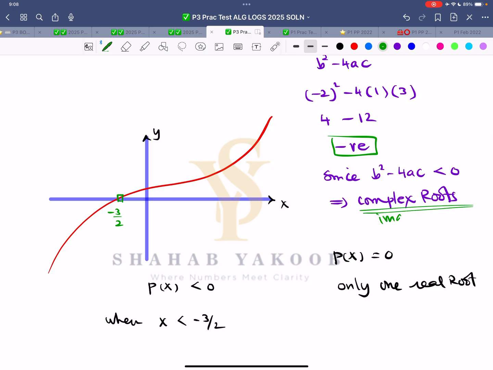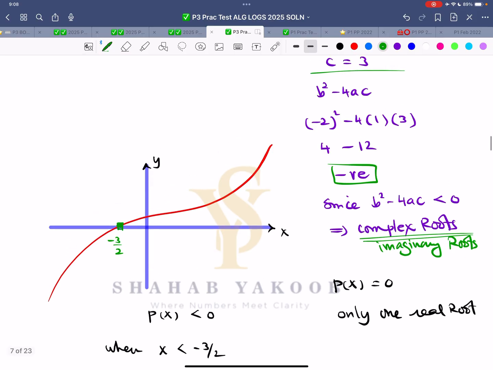We can also use the term imaginary roots. But later on, we'll be studying complex numbers, so the proper terminology is complex roots. There is only one real root over here. The other two roots are complex.